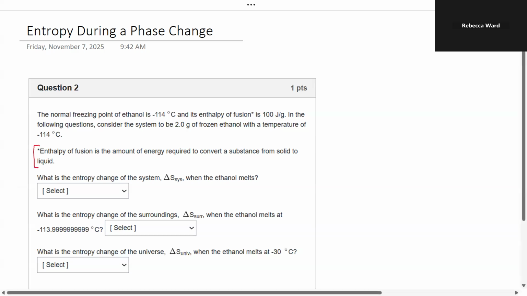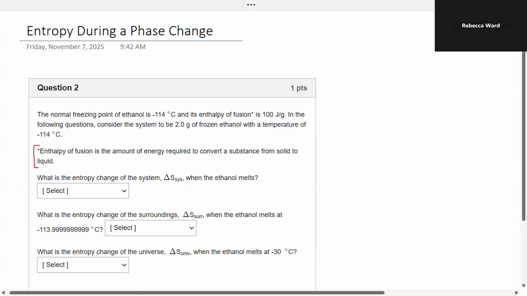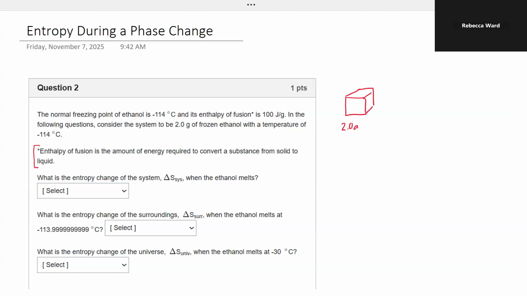degrees Celsius. So before I even get into any of the questions here, I'm going to just draw out what I have. I think for me, a visual is very useful. So I have a cube, 2.0 grams of ethanol, and it's solid. And it is already at the melting temperature, but just slightly underneath it. Okay, so it's right there.